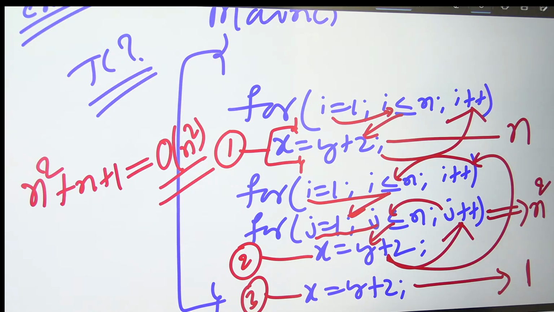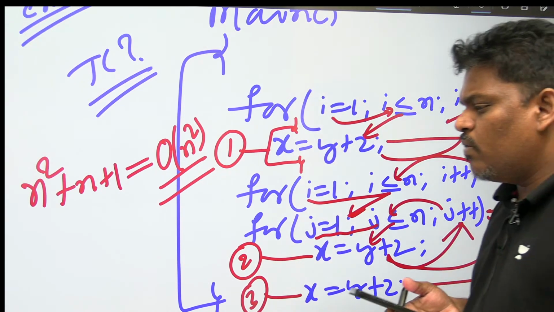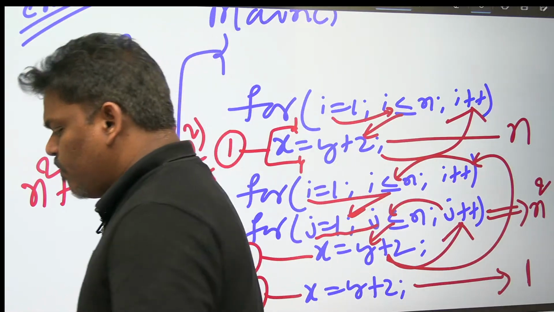The topic here is how to find the time complexity. So overall the time is n square plus n plus 1. Using notation, it is big O of n square. You can write theta of n square also, and omega of n square also. Big O of n square is true, omega of n square is also true, theta of n square is also true. The answer for this problem is big O of n square, theta of n square, omega of n square.